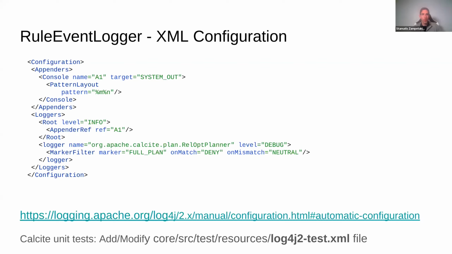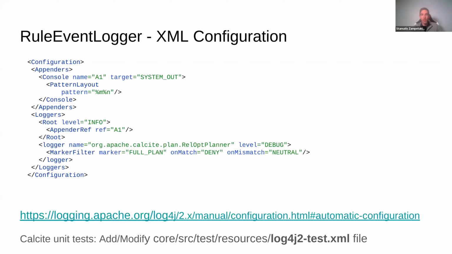On the top, you see that we have an appender that basically prints stuff to standard output. And if you check the pattern layout, you will only get the log message and a new line. So basically the bare minimum.